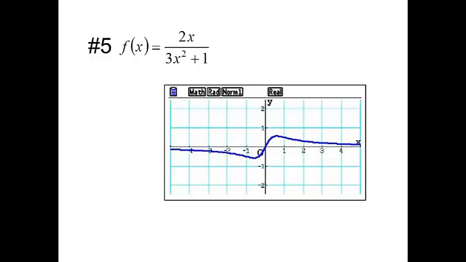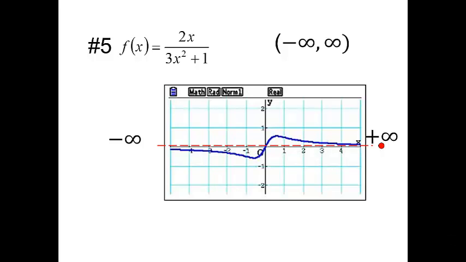There's another one. How about this? We have the domain is from negative infinity all the way to positive infinity. There's no breakup in there anywhere. So that's the domain.